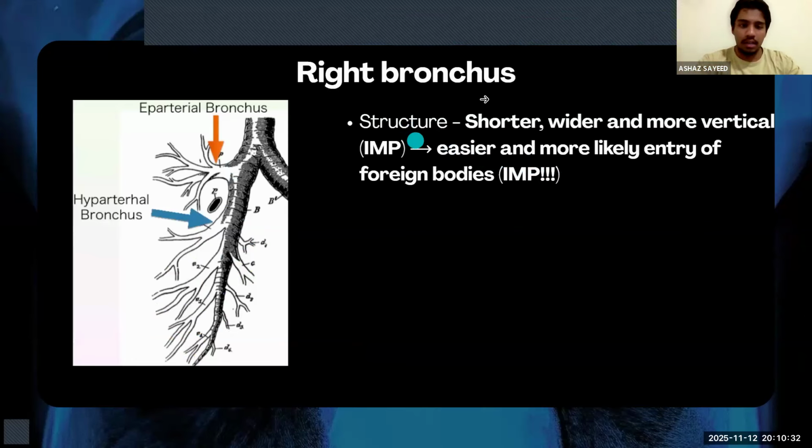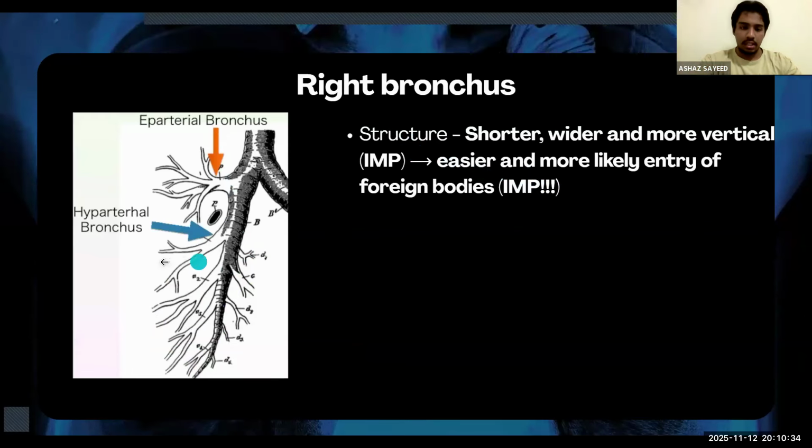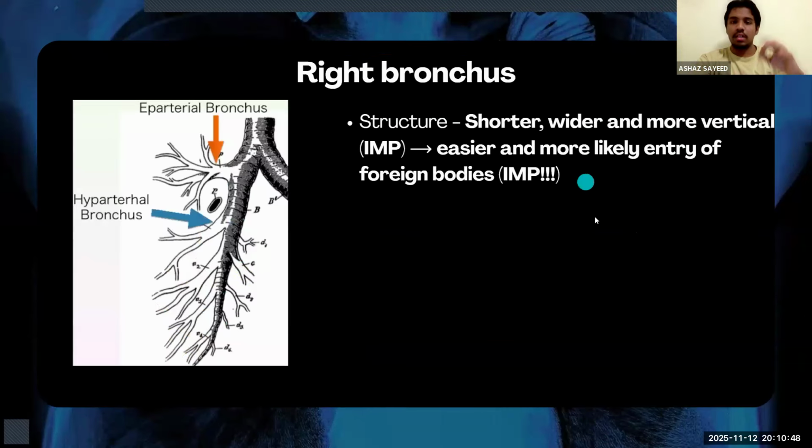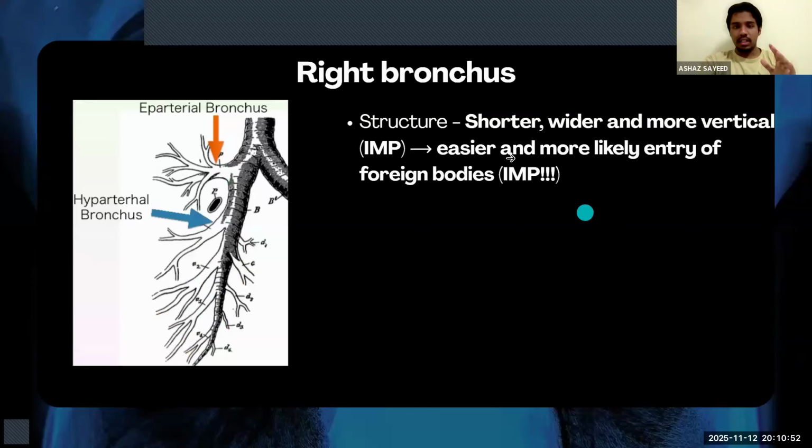No, it's not left. All right. Because I'll show you one second. In the image, it might look like it's left, but it's actually right because you'll see that there's one division here, one division here, one division here. So you have 3 divisions. I'll talk about it. First of all, the structure of the right bronchus itself is it's short, it's wider, and it's more vertical.